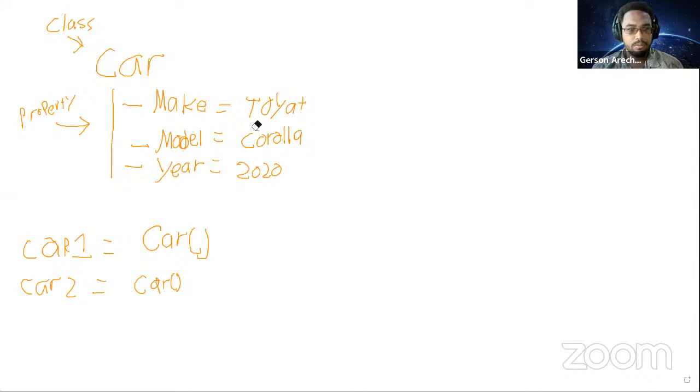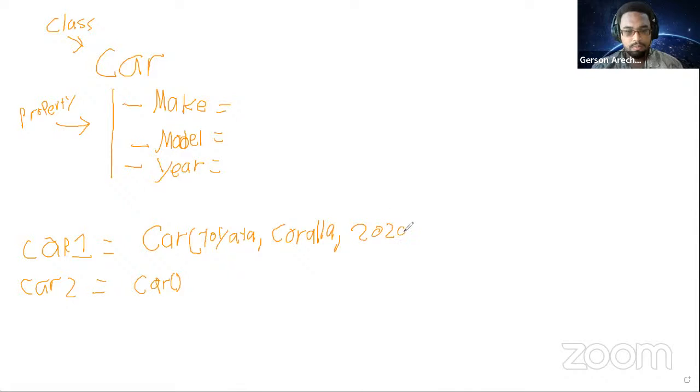Let's erase it. But instead of hard coding, I always want to pass in values. Let's see, I'll draw it here. And I'm going to just put, let's say, Toyota. Erase this part. Toyota. Corolla. Let me erase this again. Corolla. I put 2020.